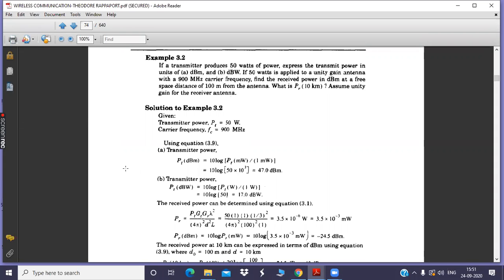Again, there is no scope of using receiver's antenna gain, because nothing is mentioned. So you can assume GR is 1 itself. GT and GR, both the antennas' gain, you can take as 1. It is given to you.